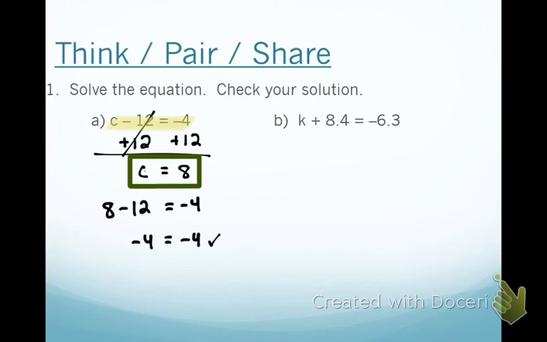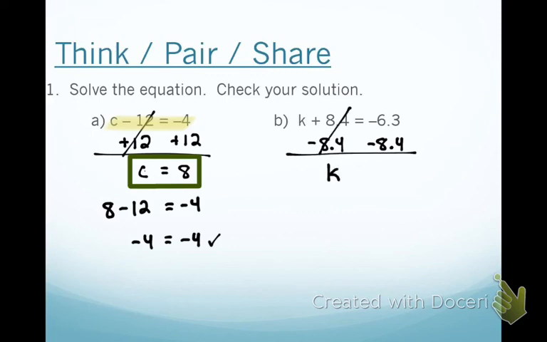All right, Adam, what is not allowing the K to be by itself? Positive 8.4. Okay, not just positive 8.4, but add by 8.4. What's the opposite of add by 8.4? Subtract by 8.4. Very good. And what we do to one side, we have to do to the other side.